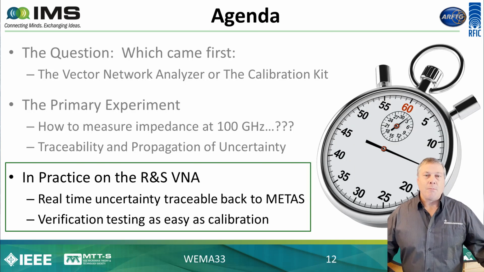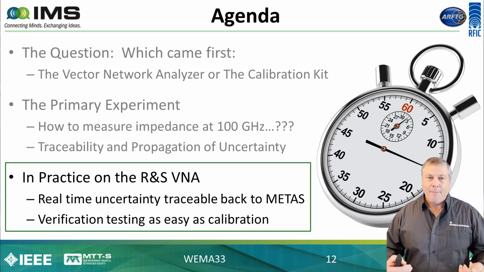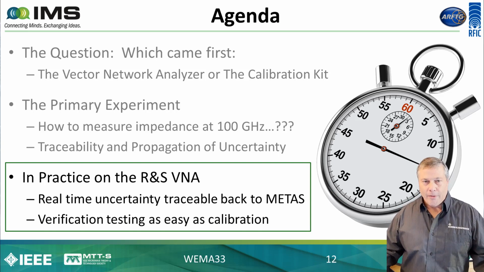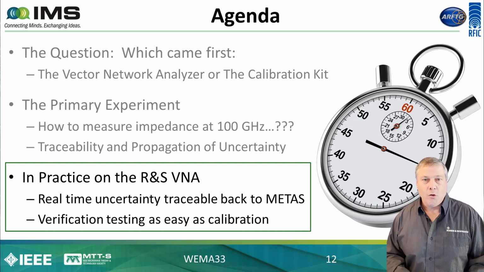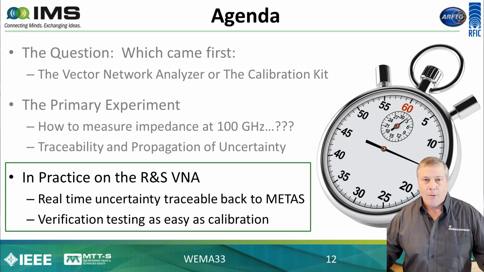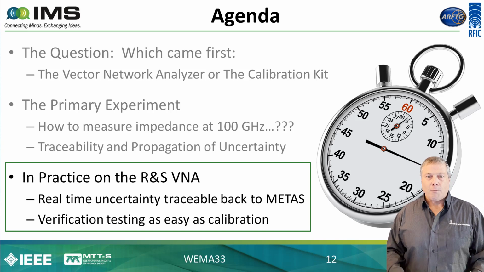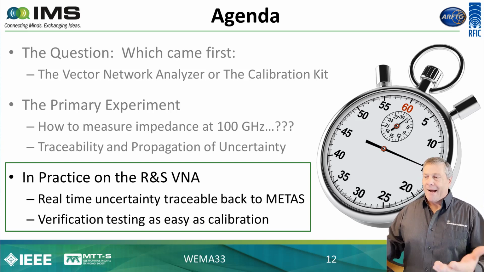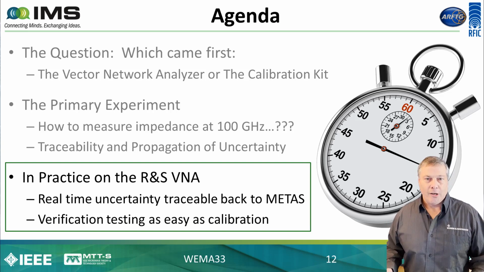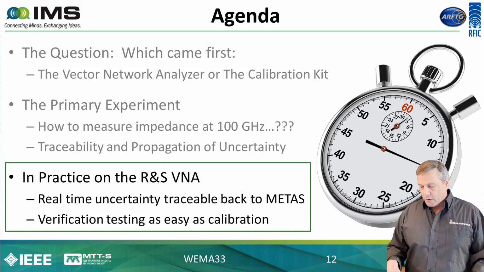Now, what does this mean in practice? As I mentioned, I am an engineer. I want to take advantage of all these things that are being done around the world, research at the National Metrology Institutes. It sounds very official and very formal. They're making a ton of progress, but how do I take advantage of this in the lab when I'm using my network analyzer and my calibration kit and I'm not doing any research whatsoever?